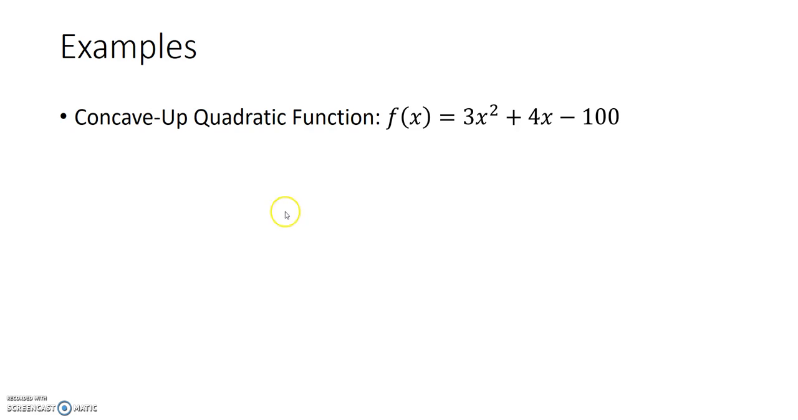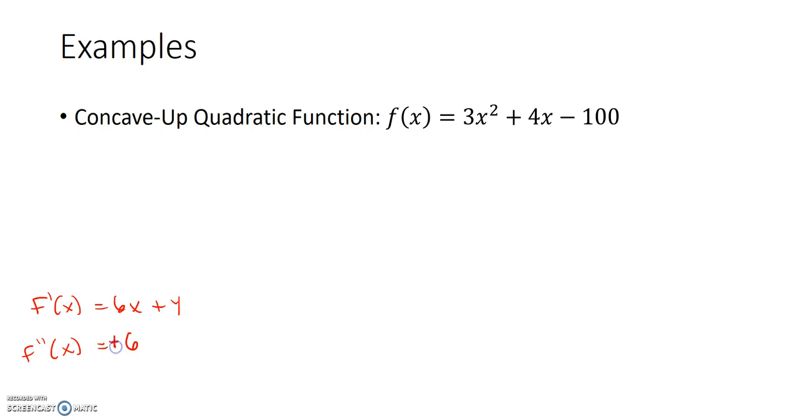So let's look at a couple of examples. First of all, let's look at a concave up quadratic function. If I were, first of all, to try to find the point of the concavity, what I would need to do is, first of all, find f prime of x. And f prime of x is 6x plus 4. And now f prime prime of x is pretty easy to find because it's just the derivative of this function here. And the derivative of 6x plus 4 is just 6.